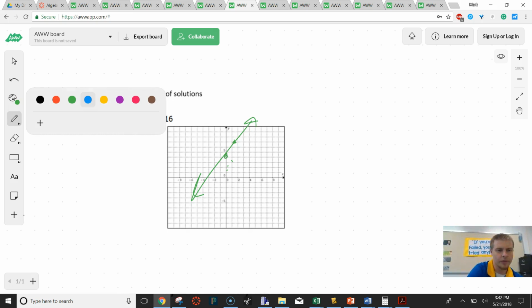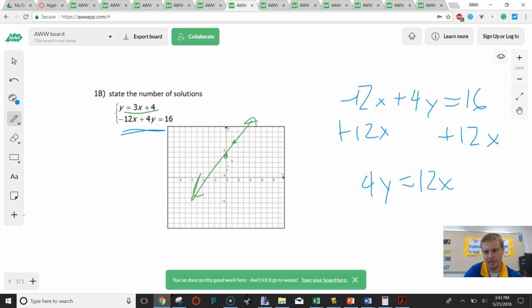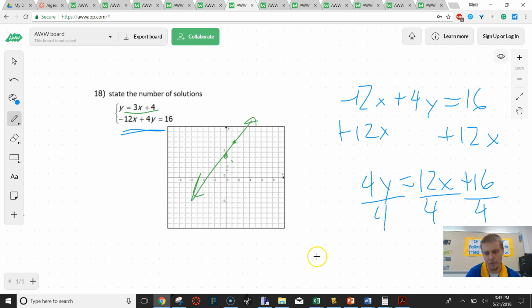Now we're going to use the blue line. Well, the problem with the blue line is it's not in the right form. So let's get it in the right form. To get it in the right form, we want x and y on opposite sides. So I'm going to add 12 to both sides. So I'm going to get 4y equals 12x plus 16. Then I'm going to divide by 4. And when you divide by 4, everything gets divided by 4. So this is going to be y equals 3x plus 4. And you'll notice that that literally is the same line. So I would graph that blue line right on top of that green line.